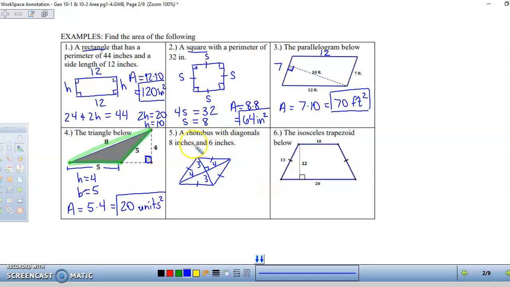But since I'm given the lengths of the diagonals, I am just going to use my rhombus formula, which says 1/2 diagonal 1 times diagonal 2. And that's it. That's all you have to do. Okay, now you're only going to apply the 1/2 one time. So I can do 1/2 times 8, which is 4, and then 4 times 6. So that's going to be 24, and that'll be inches squared.